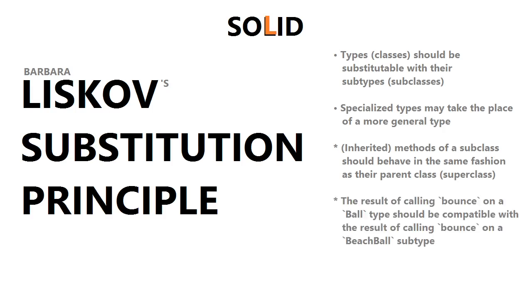So this is what I was getting at. The result of calling bounce on a ball type, for example, should be compatible with the result of calling that same method on a more specialized type. That is what inheritance should follow. The quote-unquote implementation inheritance in Java, if you're using the extends keyword, if you're actually creating a literal subclass of something, it should adhere to this. That is-a principle, not the has-a so much, but the is-a. Has-a can apply too, for sure, if you're doing an interface. Obviously, you're going to provide the behaviors expected of that interface, of that abstract class or whatever.